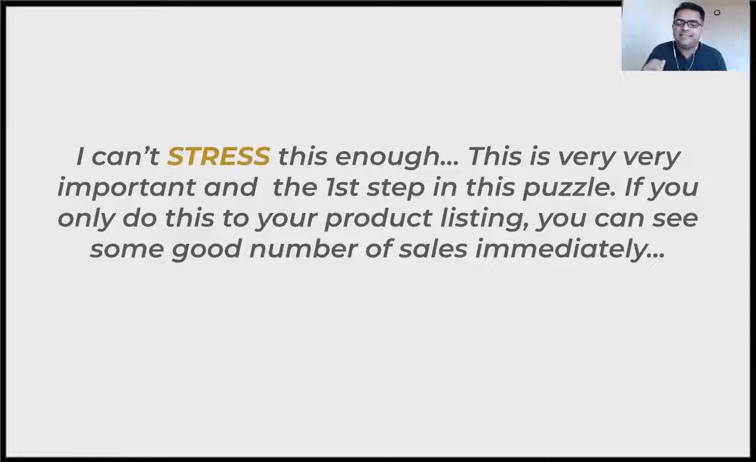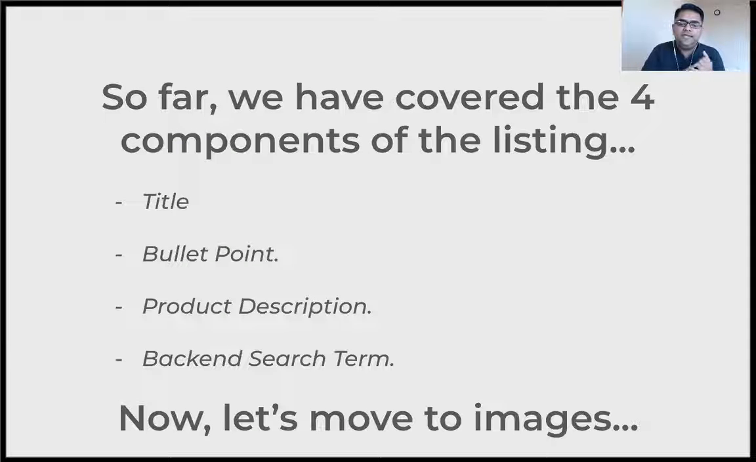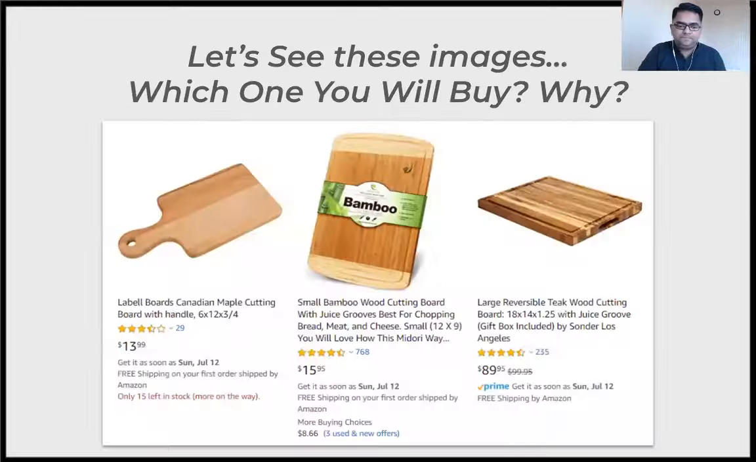I cannot stress this enough. This is very, very important and the first step in this puzzle. If you only do this to your product listing, you can see a good number of sales immediately. So far, we have covered the 4 components of the product listing: your title, your bullet, your product description, and the backend search term. Now comes the images.